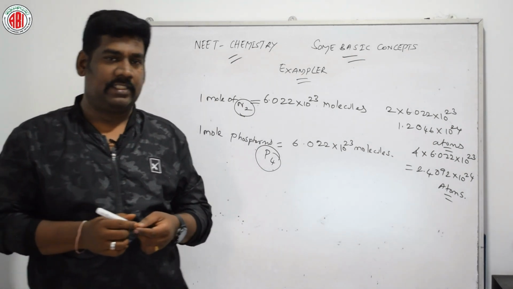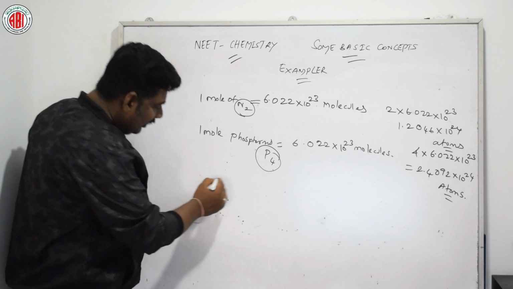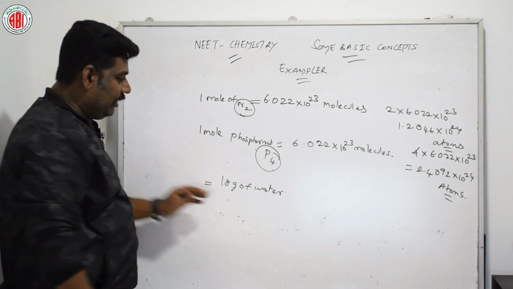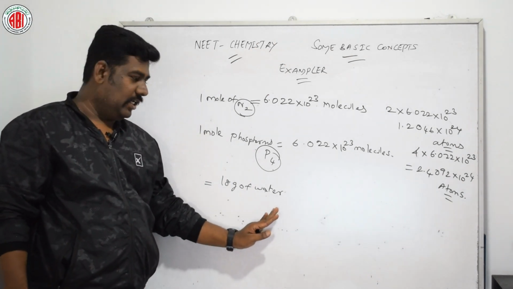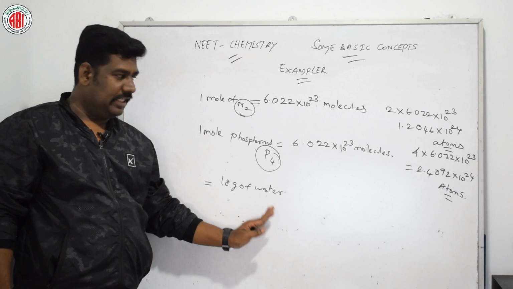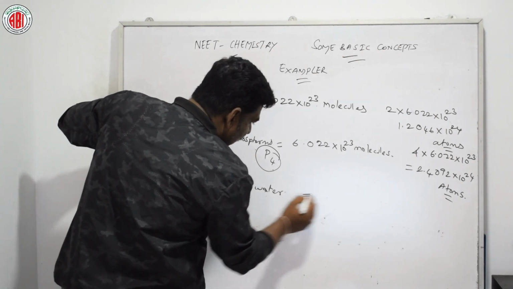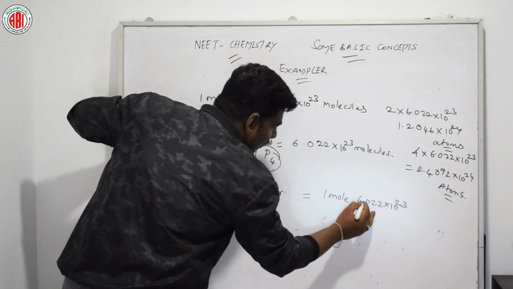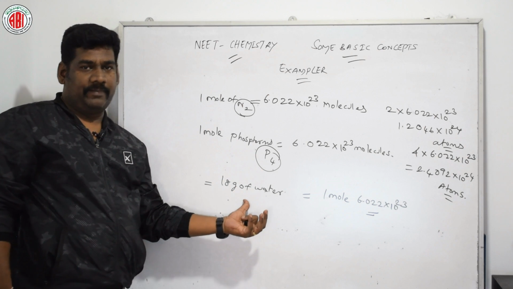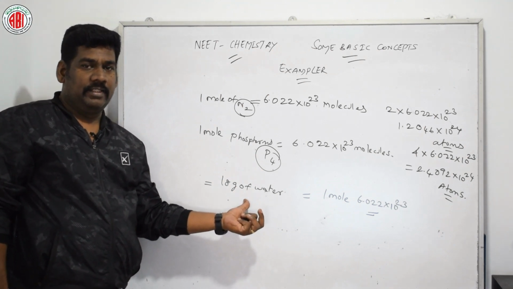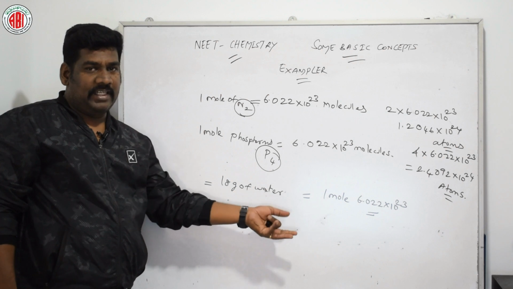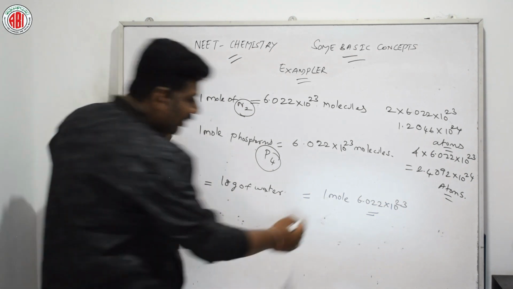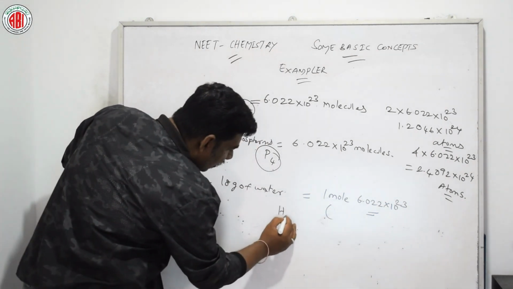Yes. Here 18 gram of water, okay. 18 gram of water contains 1 mole of molecules. That is equal to what? 18 gram of water contains 1 mole, that is nothing but 6.022 into 10 to the power of 23. This is 1 mole of water. Here, number of atoms: 2 mole atoms of hydrogen and 1 mole atom of oxygen in the compound water.